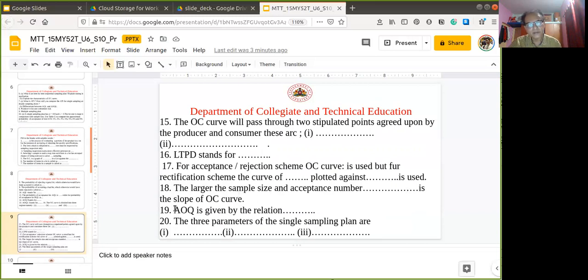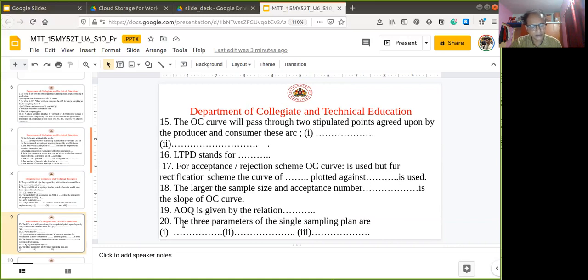Then AOQ is given by the relation Pa times p, the probability of acceptance of the lots times the fraction defective.